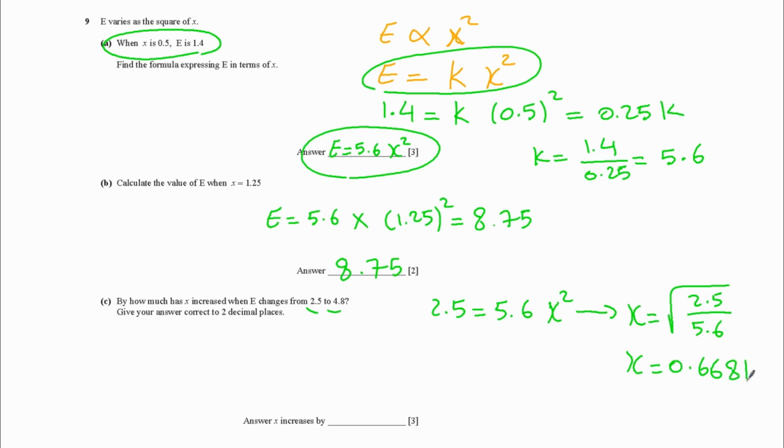And I am going to repeat exactly the same thing, but this time with 4.8 as e. So this would be 4.8 equals 5.6 x squared. X, exactly the same as the other side, would be square root of 4.8 divided by 5.6. And if I again use this on a calculator, I'm again going to put it to 4 decimal places. So this would be 0.9258.